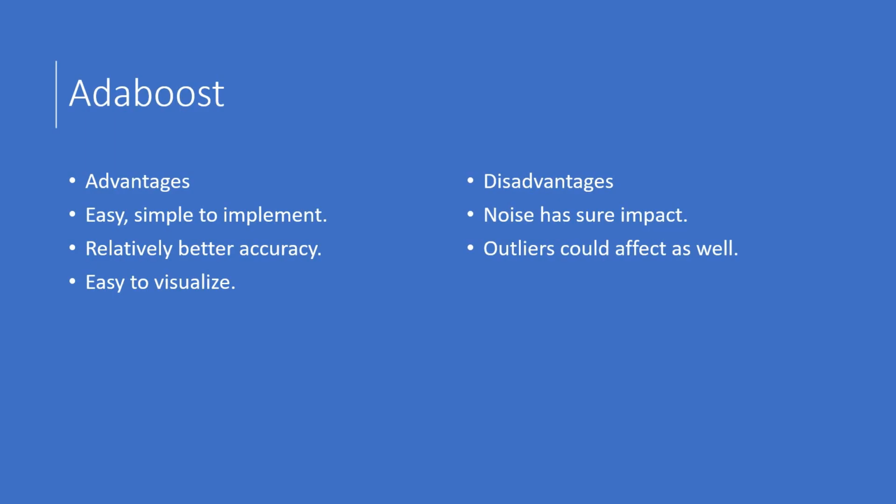Next is AdaBoost. The advantage is it is again very simple, as with linear regression. It is easy to understand. Relatively better accuracy is provided here and it is very easy to visualize. All these are the biggest advantages. Again, the disadvantages stand similar. Noise and outliers, these two have a major impact. So we have to be careful there.